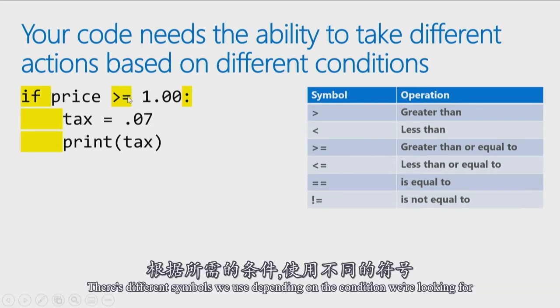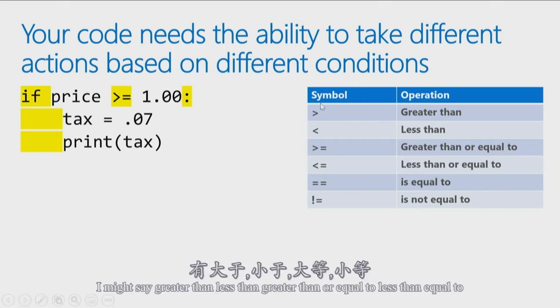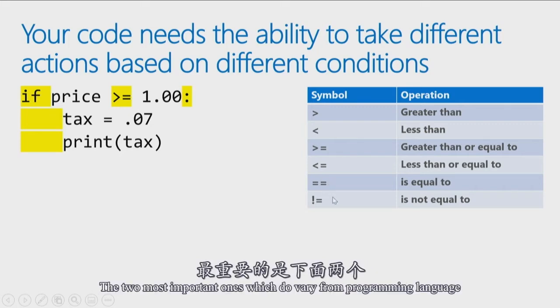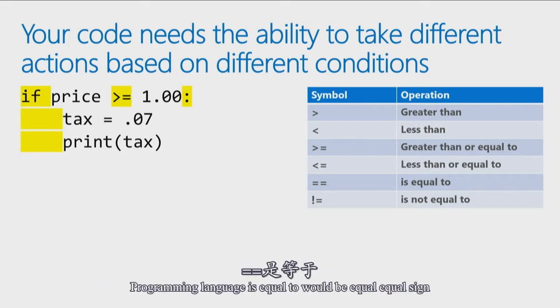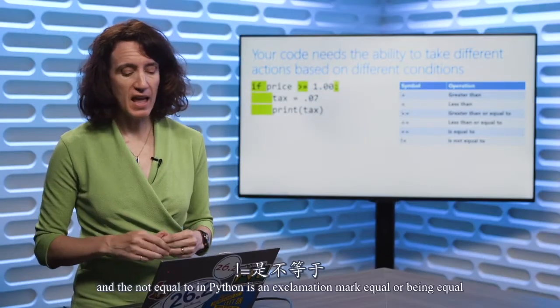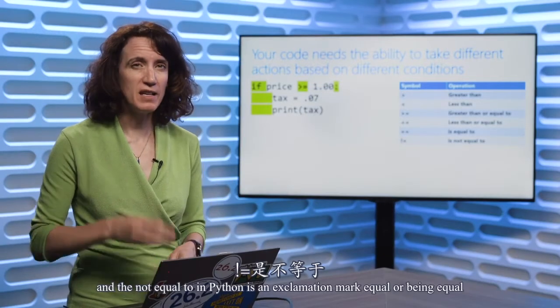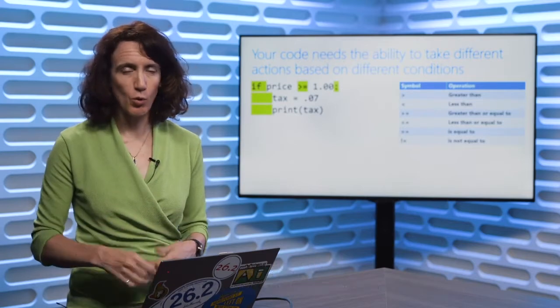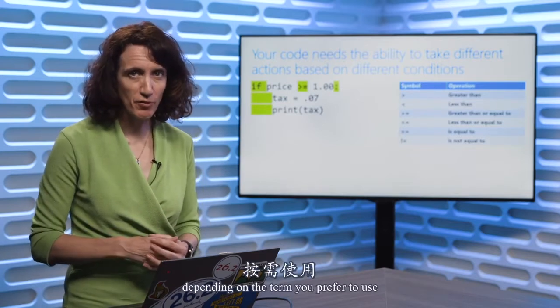Now, I'm using a greater than or equal to symbol here. There's different symbols we use depending on the condition we're looking for. I might say greater than, less than, greater than or equal to, less than or equal to. The 2 most important ones, which do vary from programming language to programming language, is equal to would be a double equal sign, and the not equal to in Python is an exclamation mark equal, or bang equal, depending on the term you prefer to use.